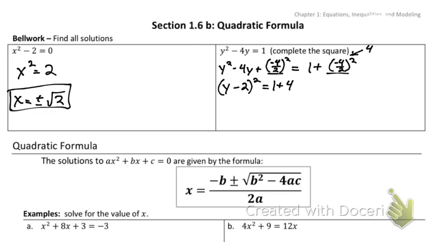In one step, I'm going to take the square root of both sides. So we're going to have y minus 2 equals plus or minus the square root of 5. We would add 2 to both sides, and we're going to end up with y equals 2 plus or minus the square root of 5, which was b. Know how to complete the square.